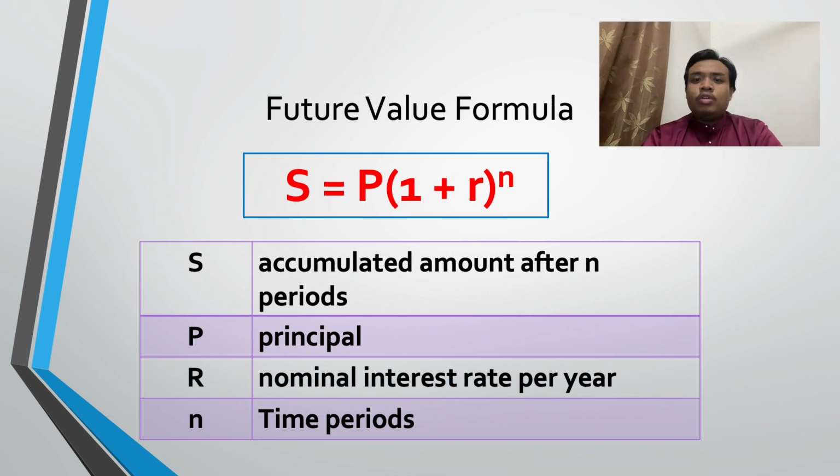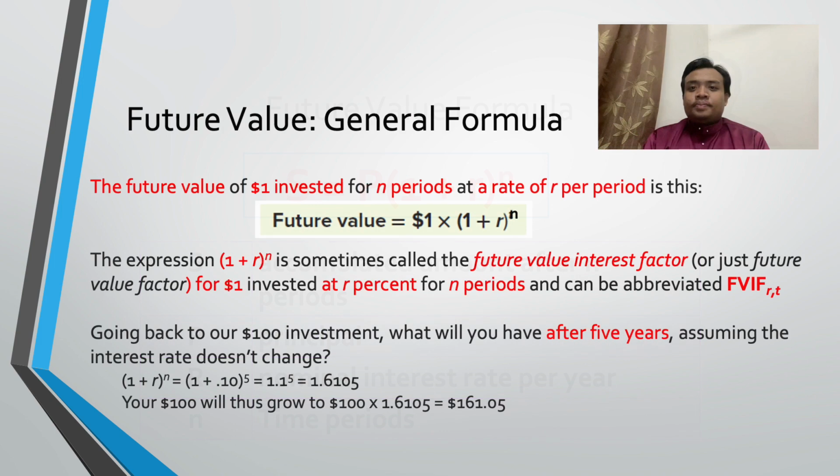Now let's see the future value formula. S equal to P(1 + R)^n, where S is the accumulated amount after n periods, P is the principal, R is the nominal interest rate per year, and n is the time period. Now this is the future value general formula.